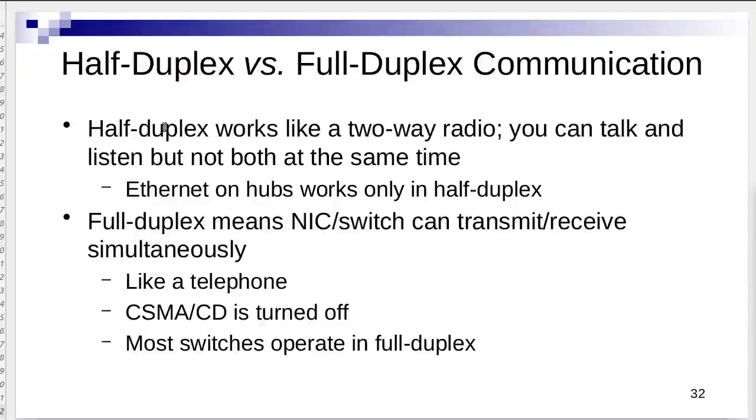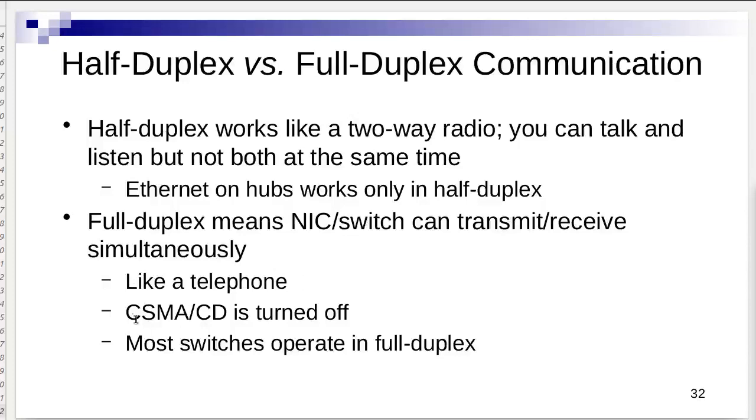And Ethernet on hubs works that way. They work only in half duplex because of the way hubs work. Or if you have the old style logical buses, it was the same thing. Full duplex, on the other hand, is what we have now. That means the switch or the NIC can transmit and receive simultaneously. It's more like a telephone where you can talk and listen at the same time.